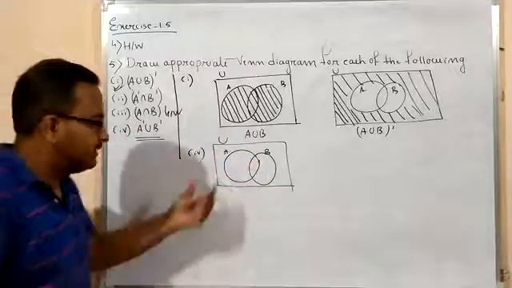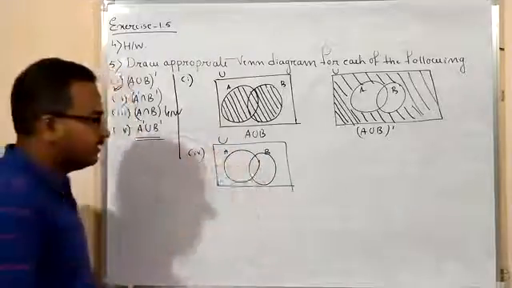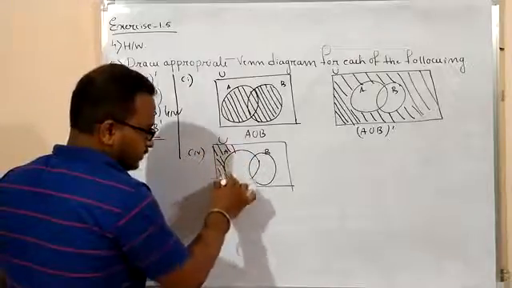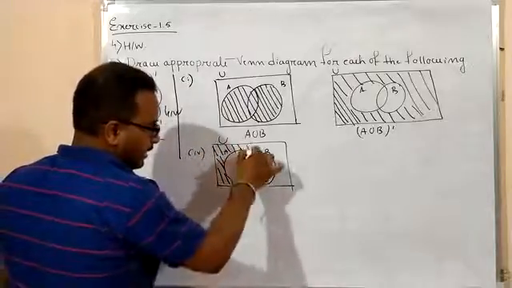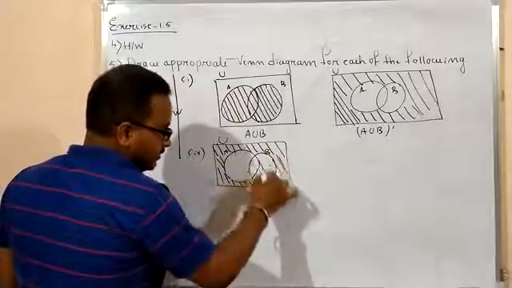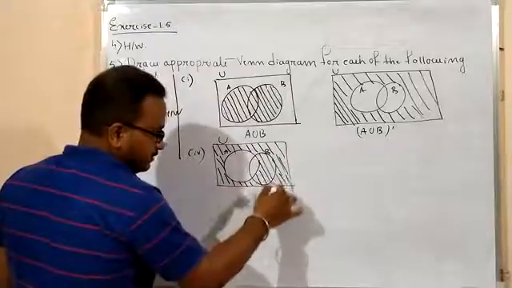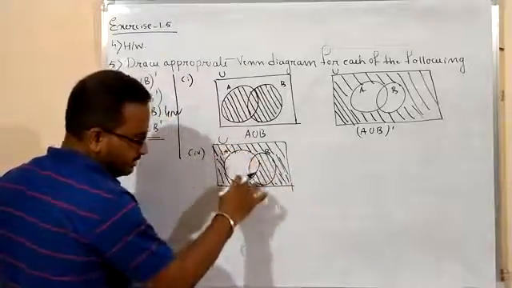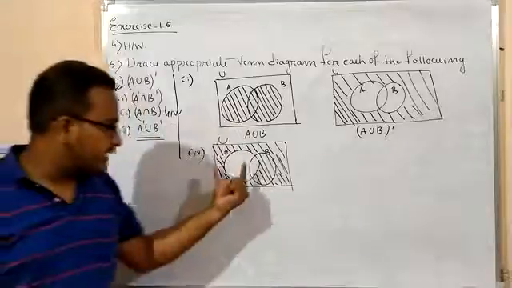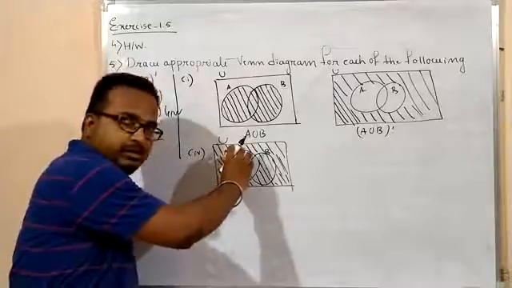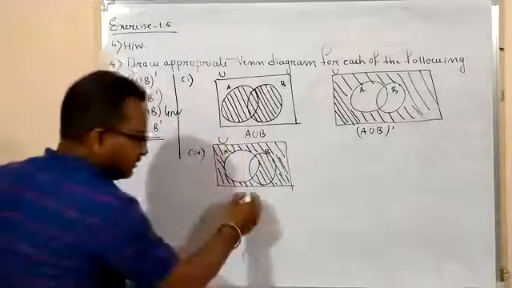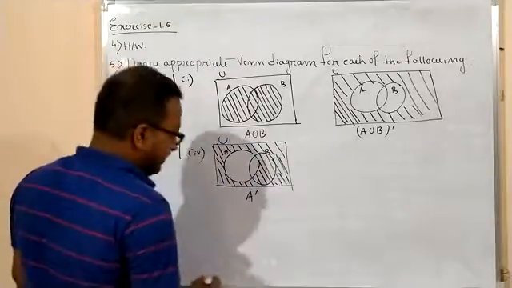So A complement means A को छोड़ के बाकी सब. तो ये होगा A complement. This one will be A complement, right? And you can take this also because this is B. This part is B, but this A, you are not allowed to shade this region because this is complete A. So A complement means इसको छोड़ के बाकी सब. This is A complement.